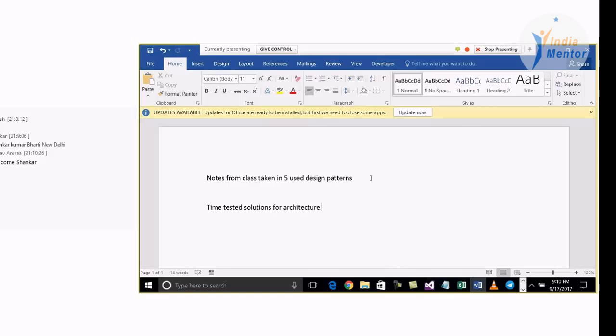It is not a general thing. It does not help you in WPF or MVC. It does not help you in solving logical problems, but architectural issues around classes and objects is what design patterns actually talk about, right? So this is the definition of a design pattern.